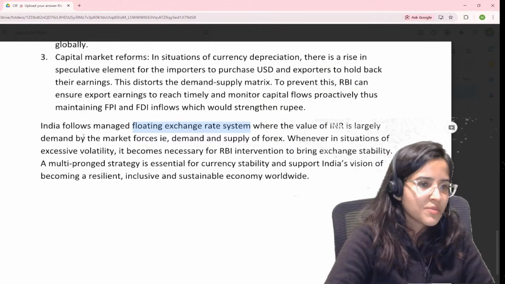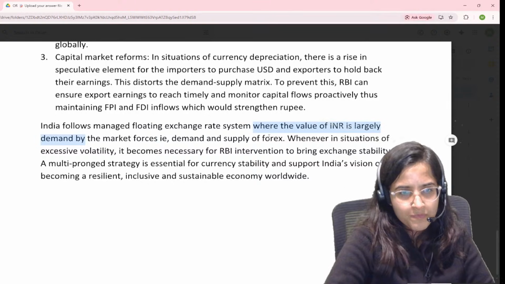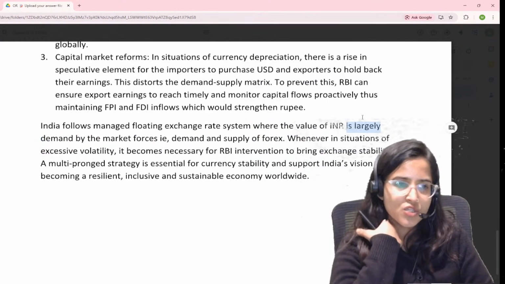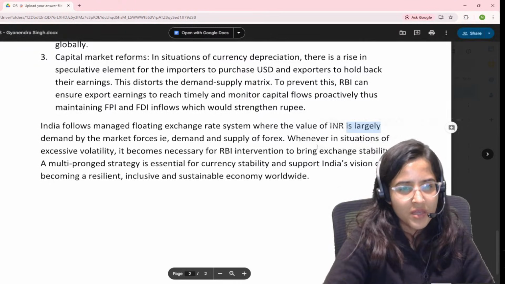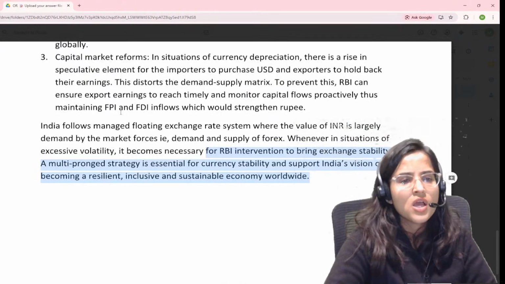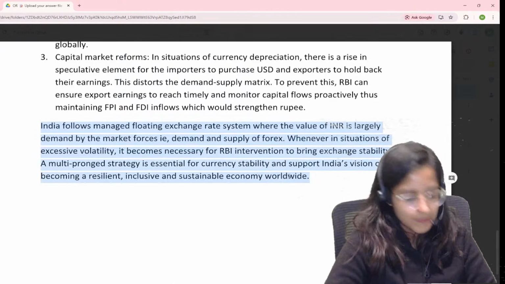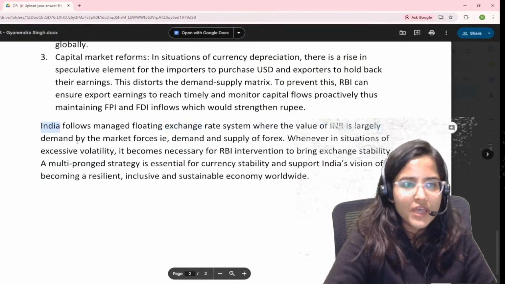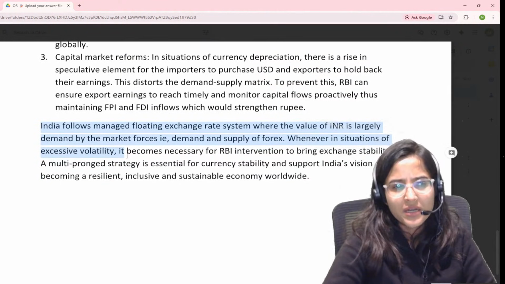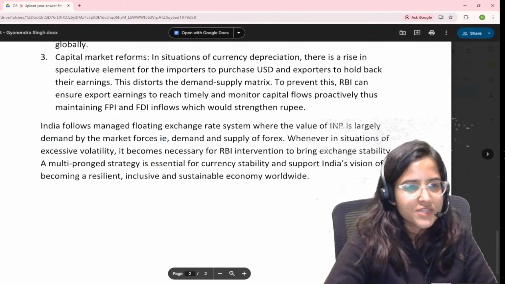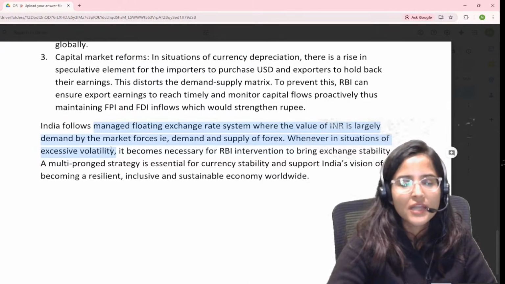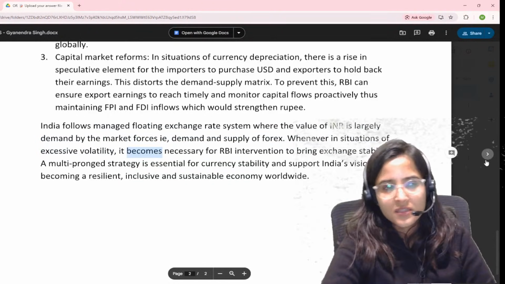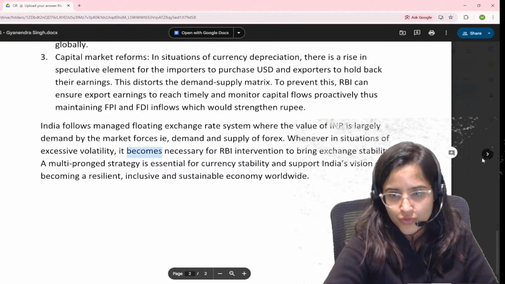demanded by market forces, is largely Okay. Whenever in situations of excessive volatility, it becomes necessary for RBI intervention to bring exchange stability. अब ये वाला पार्ट थोड़ा इंट्रोडक्शन में सही रहता. You are not concluding the answer in this manner, है ना. थोड़ा सा कंक्लूजन थोड़ा वे फॉरवर्ड सा ही होना चाहिए है, पॉजिटिव नोट पे एंड करना चाहिए. इंडिया फॉलोज अ मैनेज फ्लोटिंग इज फाइन. थोड़ा सा बीच में से डाल सकते थे या स्टार्टिंग में इसको डाल सकते थे इन द पोर्शन, बट नॉट ओवर हियर. ठीक है. Baki, otherwise, Gyanendra, the content part is very, very good.